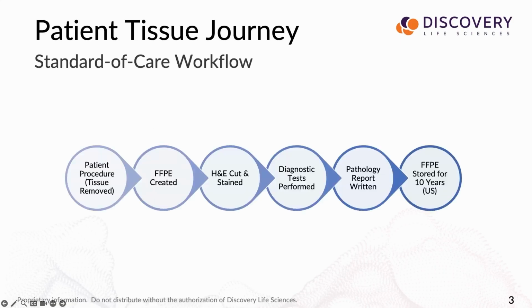So this flowchart represents the standard of care clinical workflow that patient tissue goes through. It starts with the patient procedure, the surgery or biopsy where tissue is removed. That then is dropped into formalin within minutes of removal from the body to create an FFPE sample. From that, the H&E slide is cut and stained. Any diagnostic tests, if they've been ordered, are performed, and the information is written up in a pathology report.